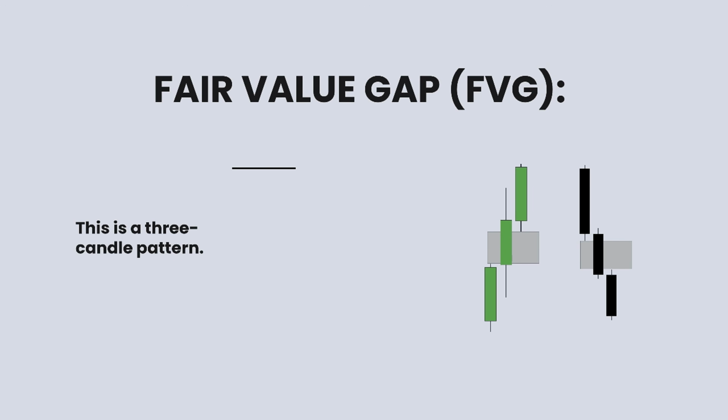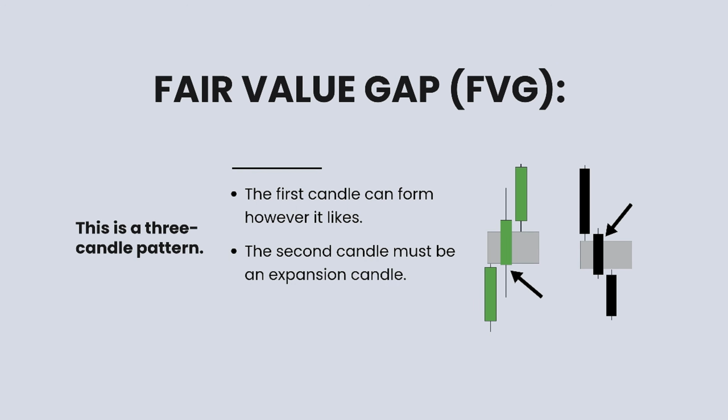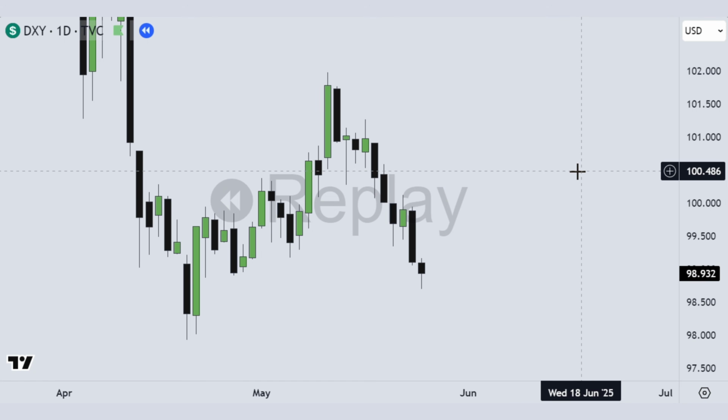Fair value gap. This is a 3-candle pattern where the first candle can form however it likes, either a consolidation or expansion. The second candle must be an expansion candle closing above the first candle's high for a bullish fair value gap, or below the first candle's low for a bearish fair value gap, creating a potential area for a gap. The third candle should leave this gap to confirm the fair value gap. Let's identify these in a chart.